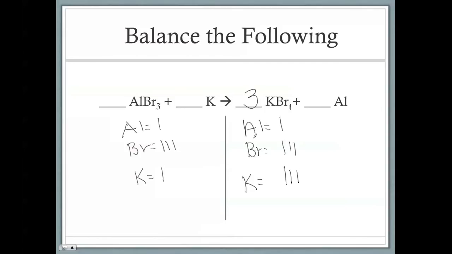So aluminum, bromines match. Potassium, though, I need to now make a 3 on the left. 3 times 1 is going to give me a total of 3. So now everything's all set. Those all balance. I can go ahead and just place 1s in front of the remaining compounds. I have conserved mass, so this one is all set.